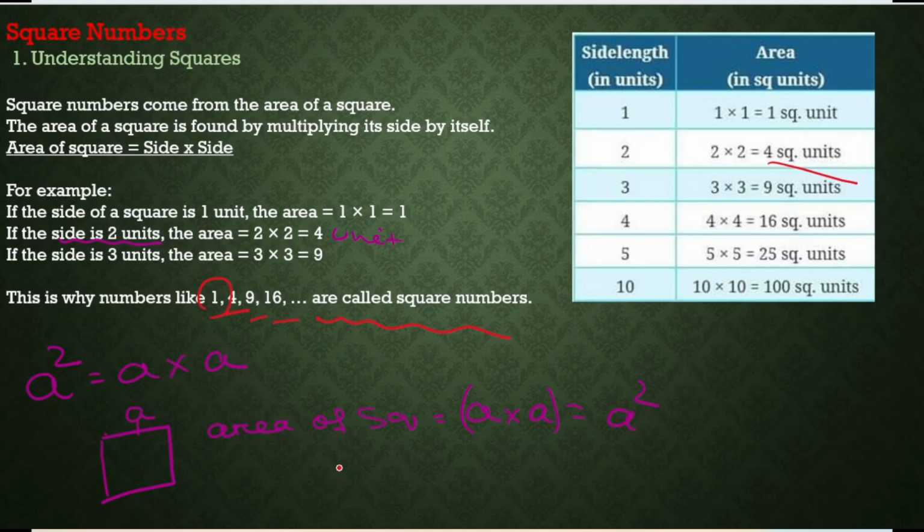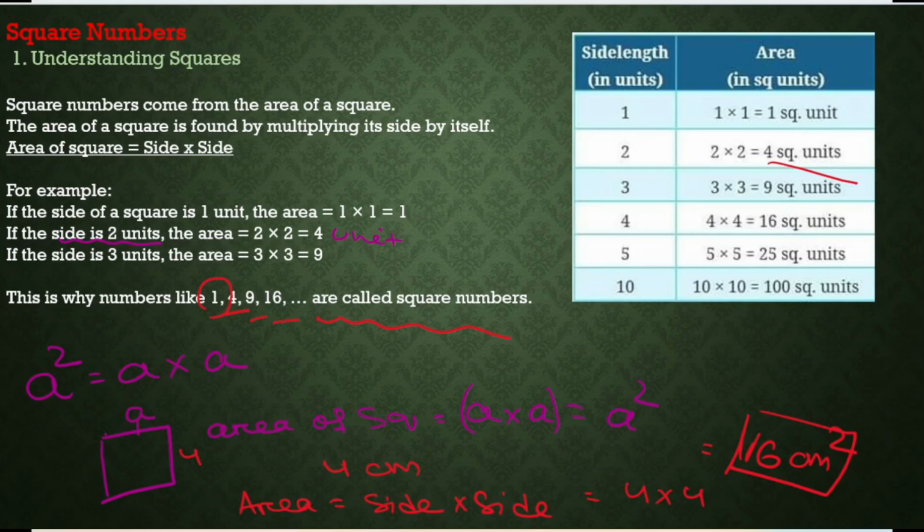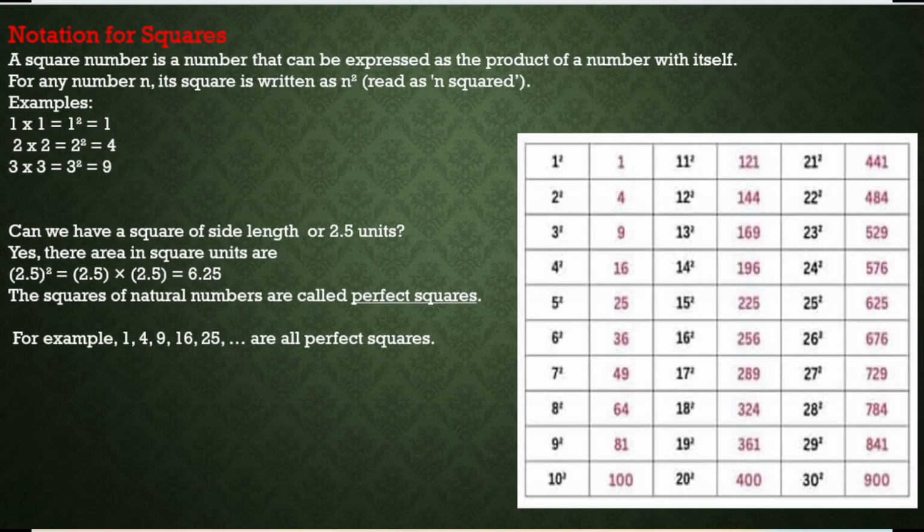Let the side of a square equal 4 centimeters. So area क्या है? Area equals side into side, so this is 4 into 4. क्या है? 16 centimeter square. Okay, 16 centimeter square. Now notation for square.